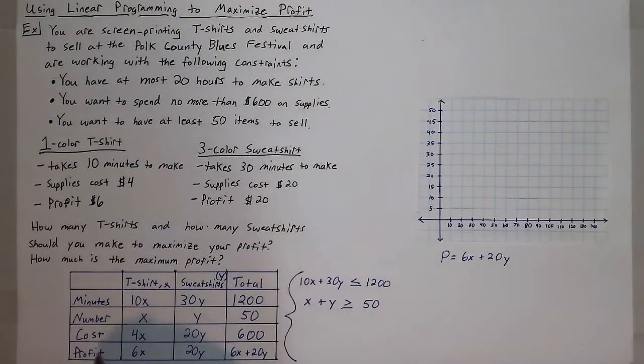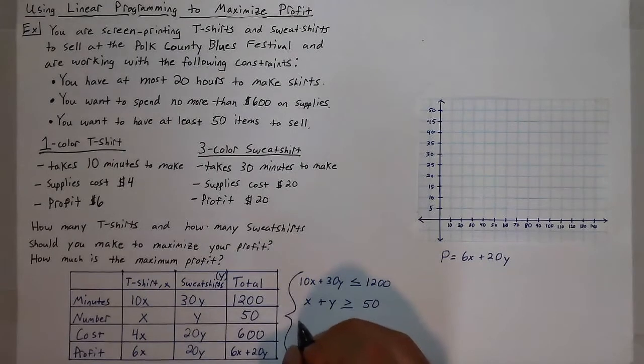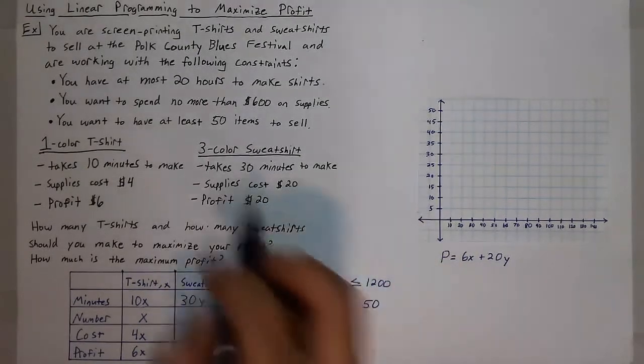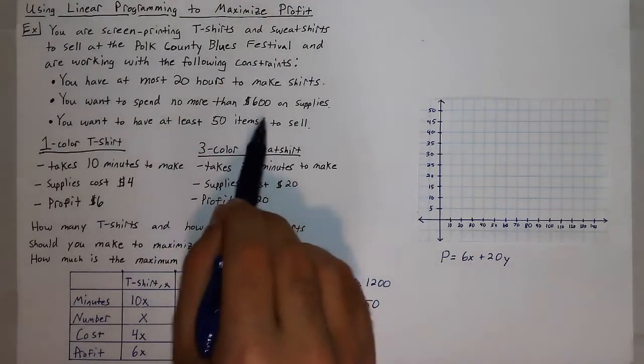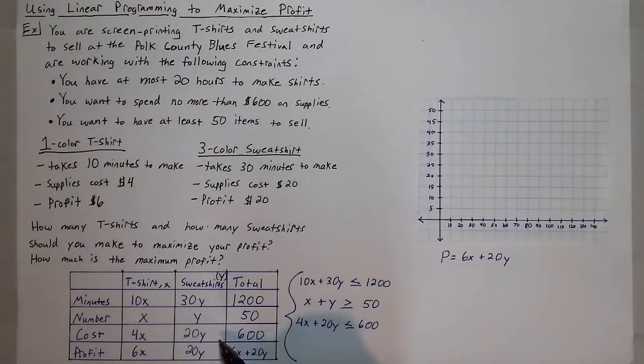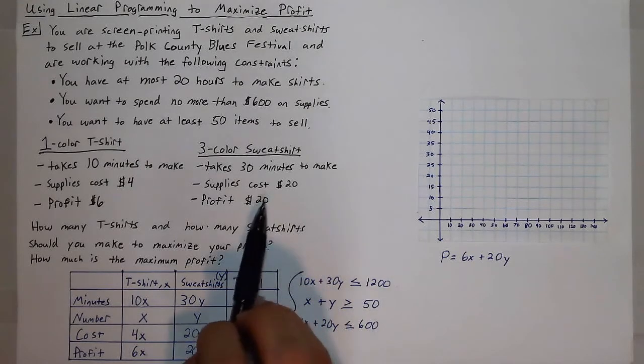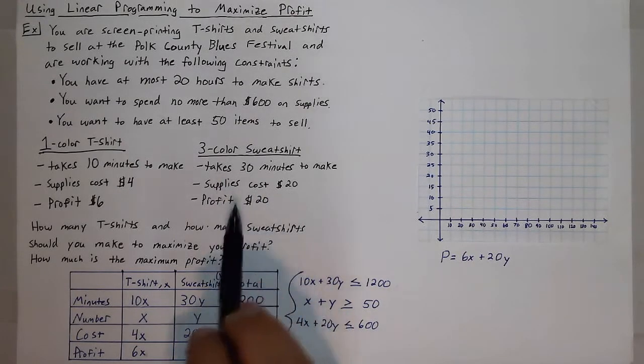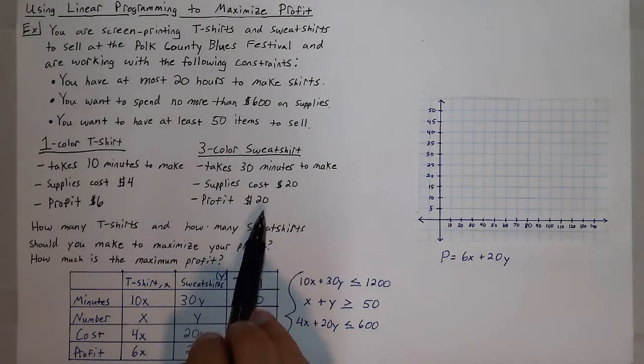And lastly, we have our cost, which would be 4x plus 20y. In this case, we don't want to spend more than $600, so this has to be less than or equal to 600. You'll see here as well with the cost, it's $20 per sweatshirt, and my profit is $20 per sweatshirt. Now, on initial view, you might think, oh, that just cancels each other out. But think of it more as it costs $20 to make, but we sell it for $40, and that's why we make a profit of $20.